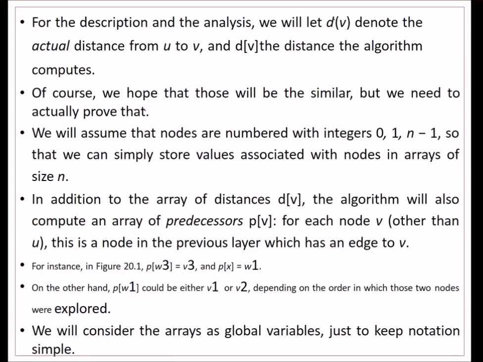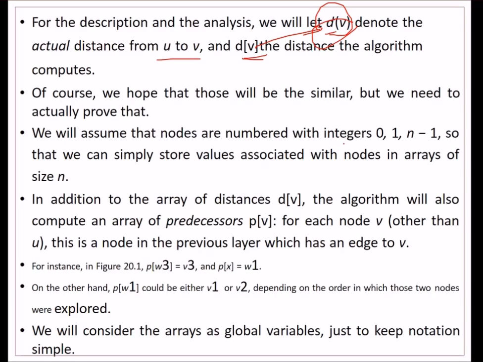To describe and analyze it, let us consider d(v), with round brackets, to denote the actual distance from u to v, d for distance, and d[v], with square brackets, the distance the algorithm computes. So the round bracket is the actual distance and the square bracket is what the algorithm is going to compute. We hope, we expect, that those will be the same, but we need to prove it.